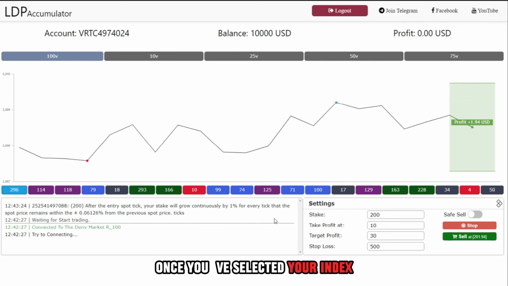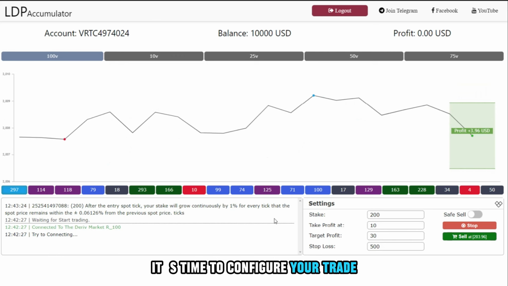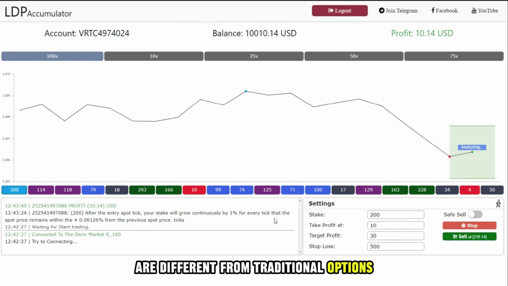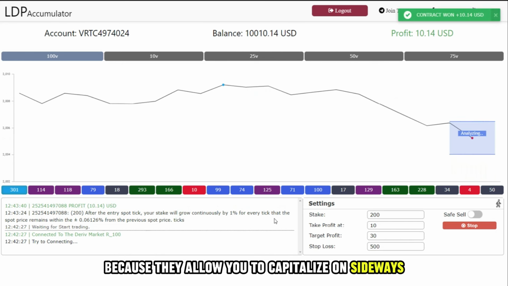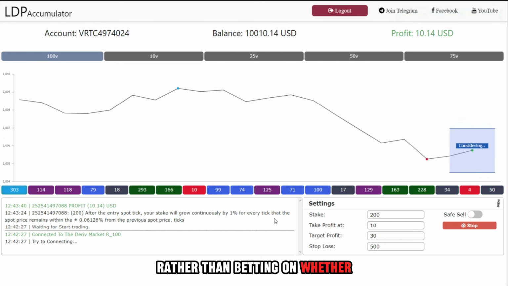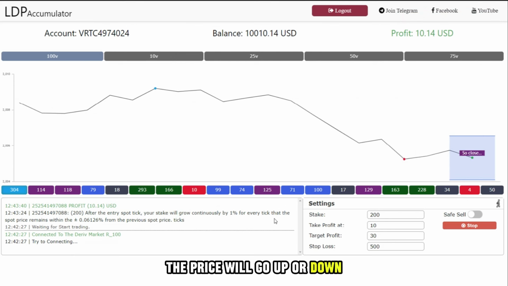Once you've selected your index, it's time to configure your trade. Accumulator options are different from traditional options because they allow you to capitalize on sideways market movements within a predefined range, rather than betting on whether the price will go up or down.